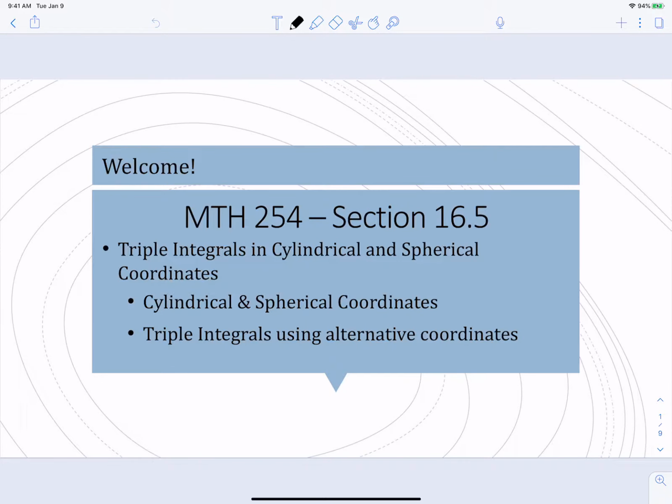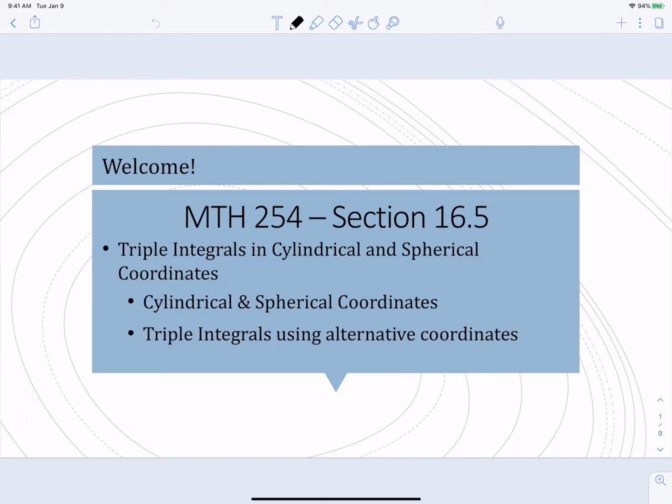All right, we have made it to our last section. So one more section on triple integrals. We're going to look at triple integrals in spherical and cylindrical coordinates. And we're going to look at integrals that are set up, maybe in rectangular coordinates, and converting those to cylindrical and spherical coordinates.